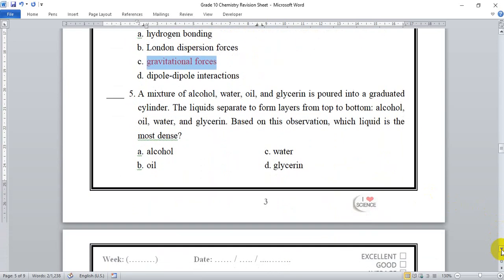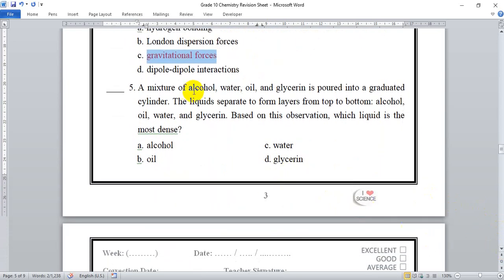Number 5. A mixture of alcohol, water, oil, and glycerine is poured into a graduated cylinder. The liquids separate to form layers from top to bottom: alcohol, oil, water, and glycerine. Based on this observation, which liquid is the most dense? It is the bottom one, which is glycerine.